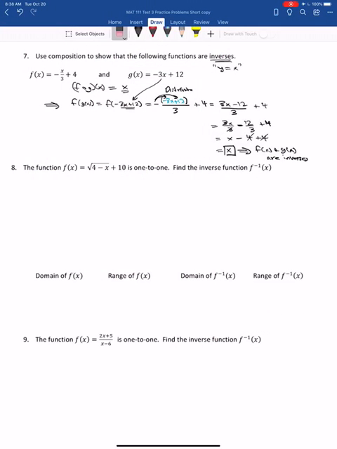Right, so looking at inverses. Now let's find an inverse function by hand. So let's take this function f of x equal to the square root of 4x minus x plus 10. Is it 1-to-1? Find its inverse function. All right, so we'll do that in a second. Maybe we'll take a little break. We'll come back to that one. Let's stop there for now.